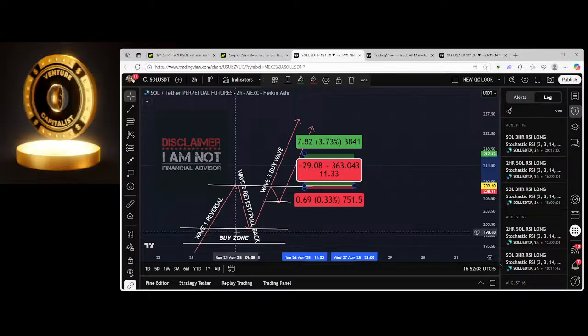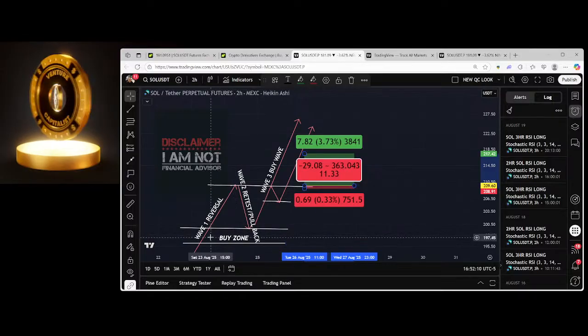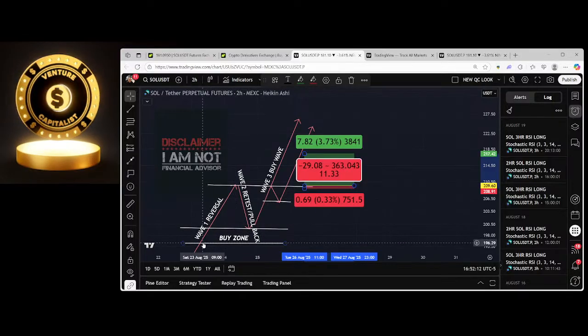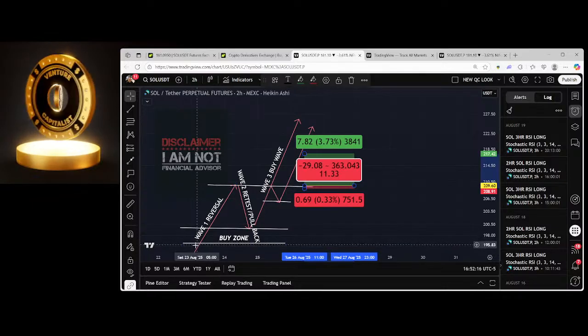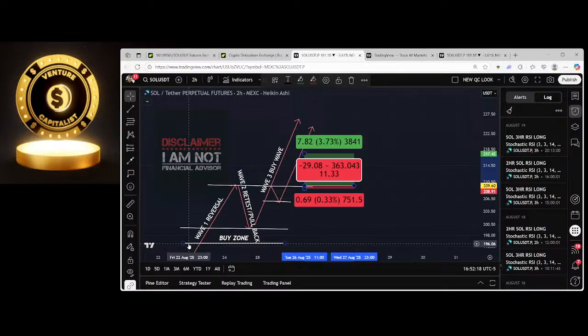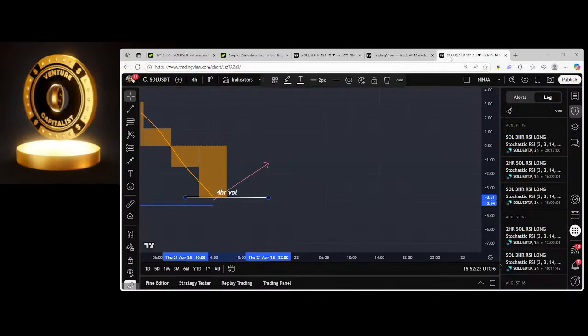This is the system that we teach. This is the system I created over the last 10 years. This is what we teach. This is what we educate. Okay? That's simple. Yeah, that's it.